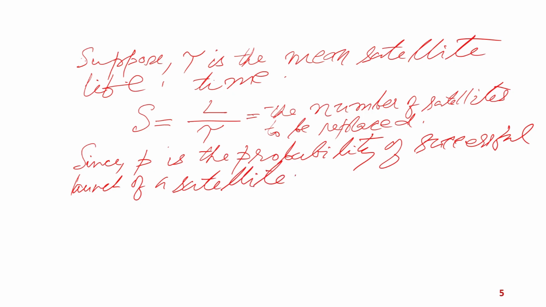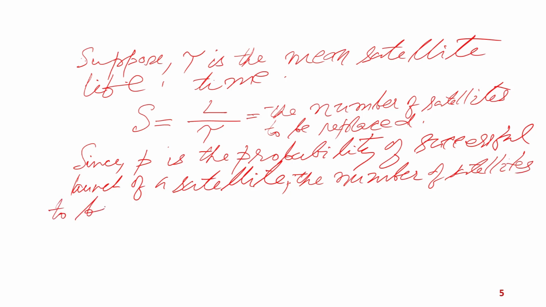So, the number of satellites which need to be launched, you can find it from the number of satellites to be replaced divided by the probability of the successful launch. So, the number of satellites to be launched, I can write n is equal to S by P.